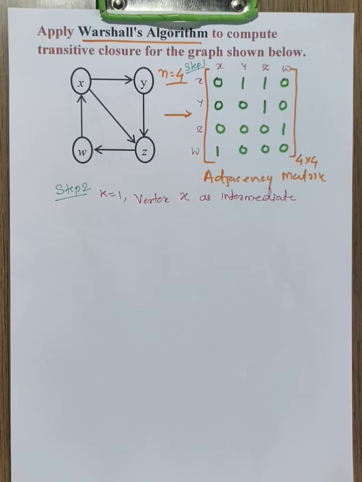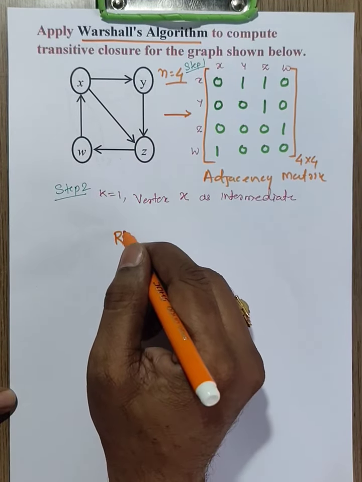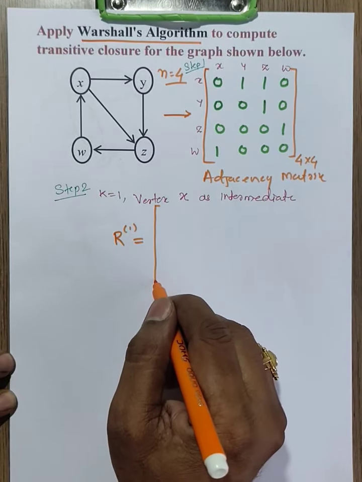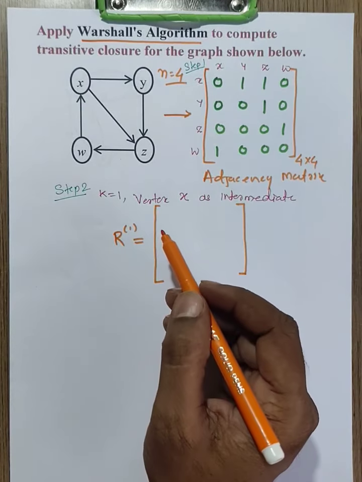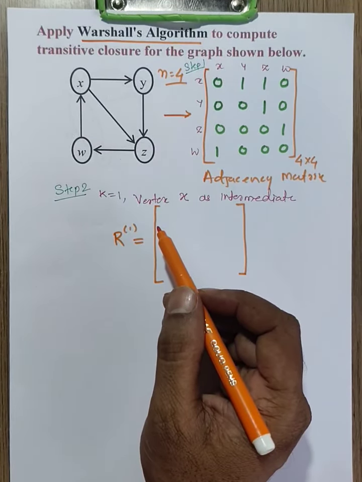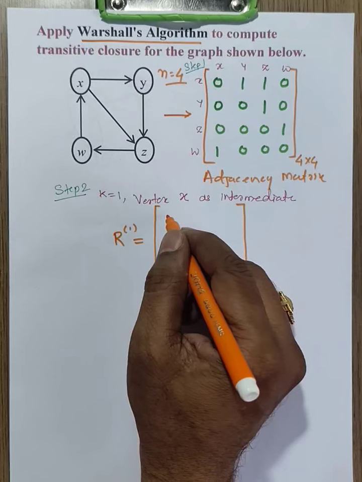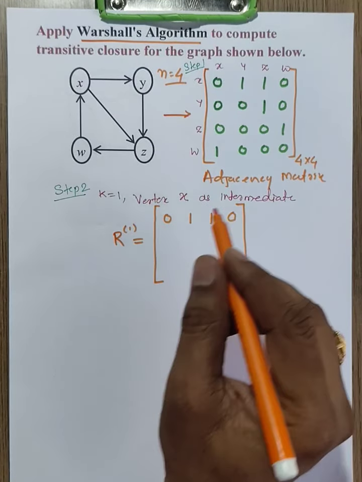Vertex x as an intermediate vertex means using x we can take transitions. Here it is R to the power 1. R to the power 1 means 1 intermediate vertex. If x itself is the intermediate vertex, this first row will get the same values: 0, 1, 1, 0.